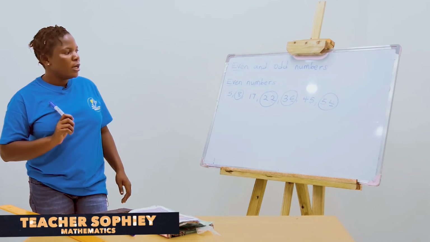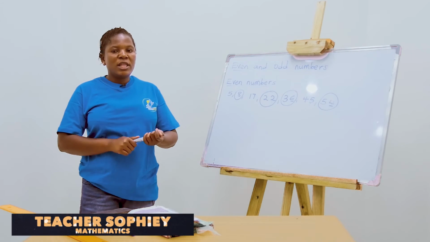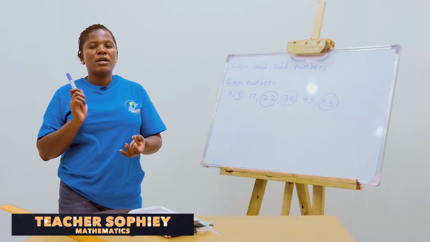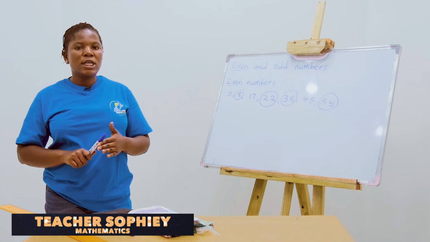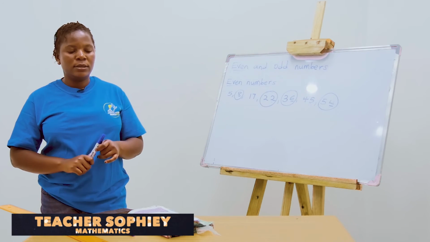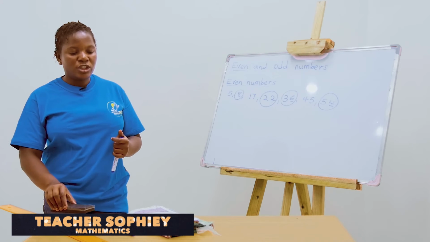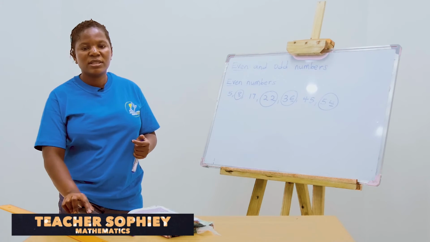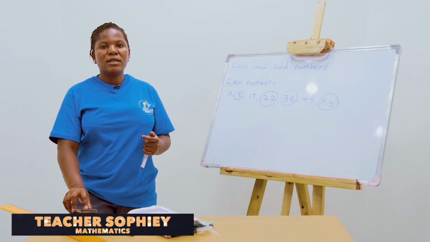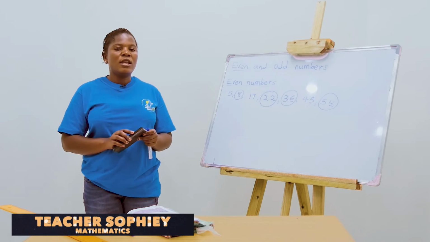When you're finding out even numbers, ensure that your numbers end with 0, 2, 4, 6 and 8. When you get a number that ends with any of the numbers that we mentioned, that number will be an even number.